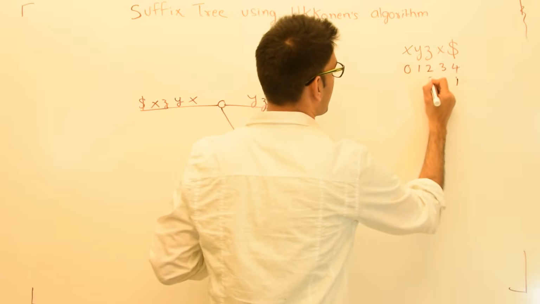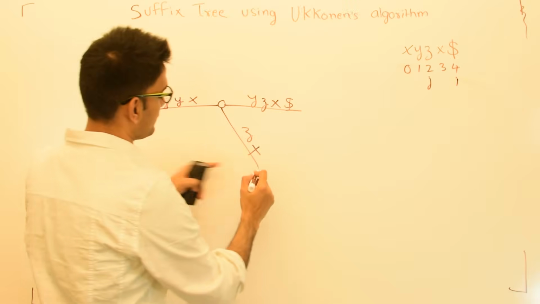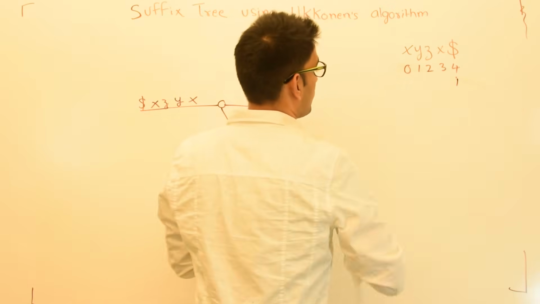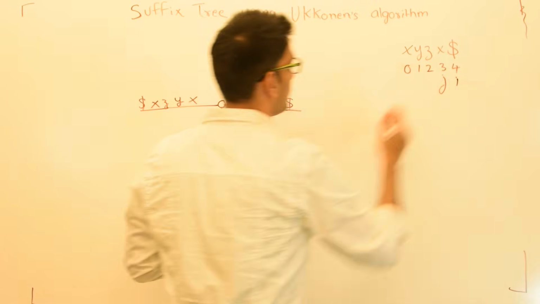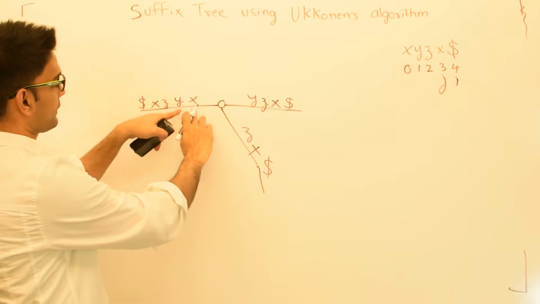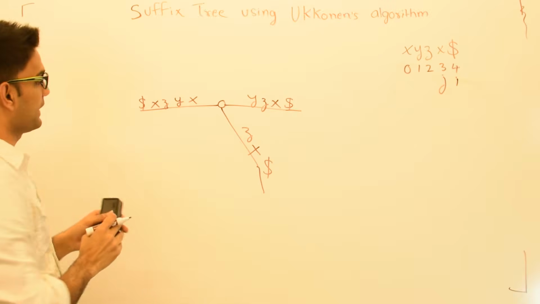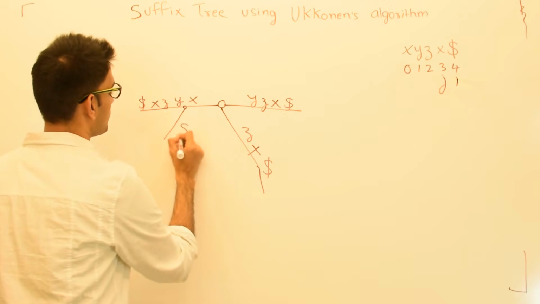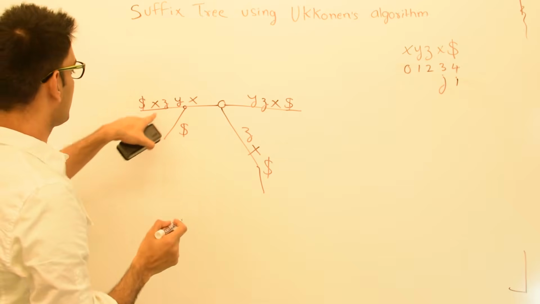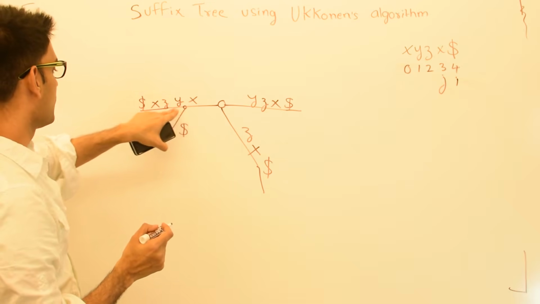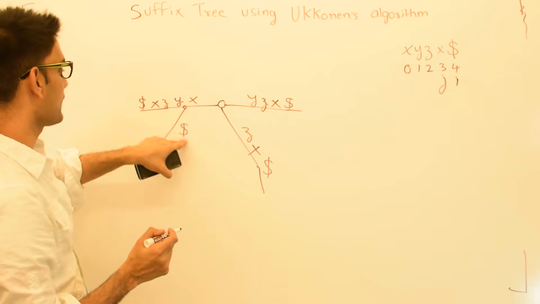Then j goes here. So there is z, x, and then we add a dollar here. Then j goes here. So we come to x, and then the next character is not dollar. At this point, we'll have to create an internal node here, and that will lead to dollar. So at this point, this node has two edges. One is x, y, z, x dollar, and the other one is x dollar.